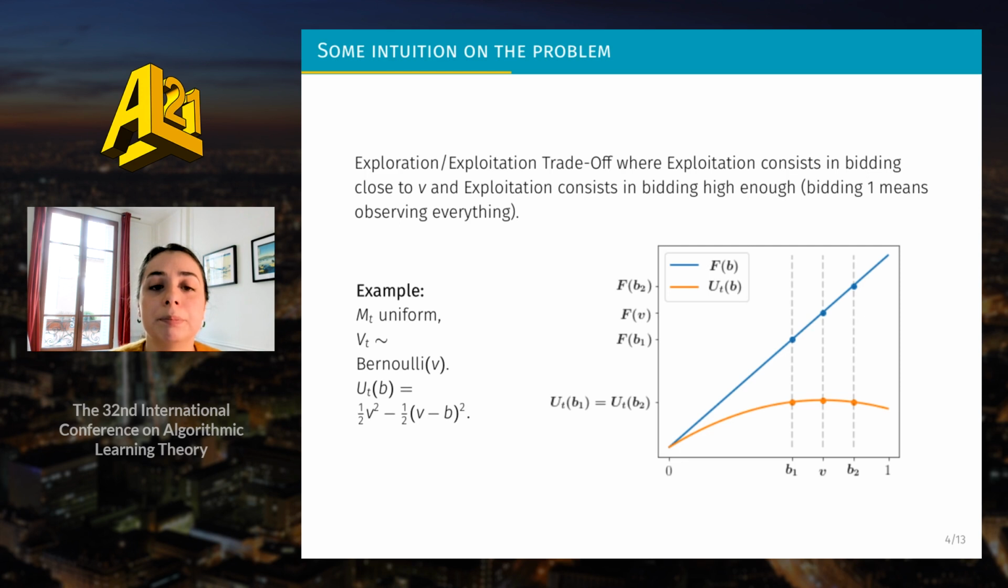So now let us consider a very simple example where MT is uniform, VT is drawn according to a Bernoulli of mean V. And in this setting, we see that the utility is quadratic around V, so that there are two values, for example, B1 and B2, leading to the same utility. We will always tend to prefer the highest bid B2 because f of B2, which corresponds to the ratio of observations, is larger than f of B1.